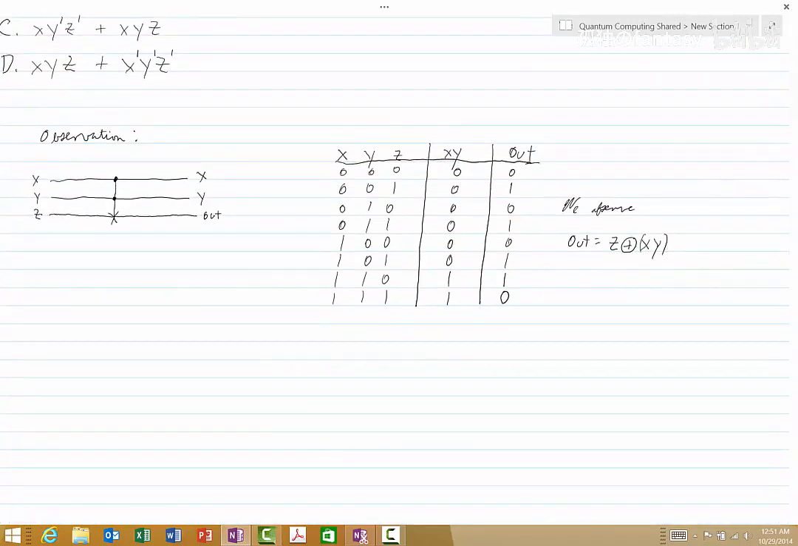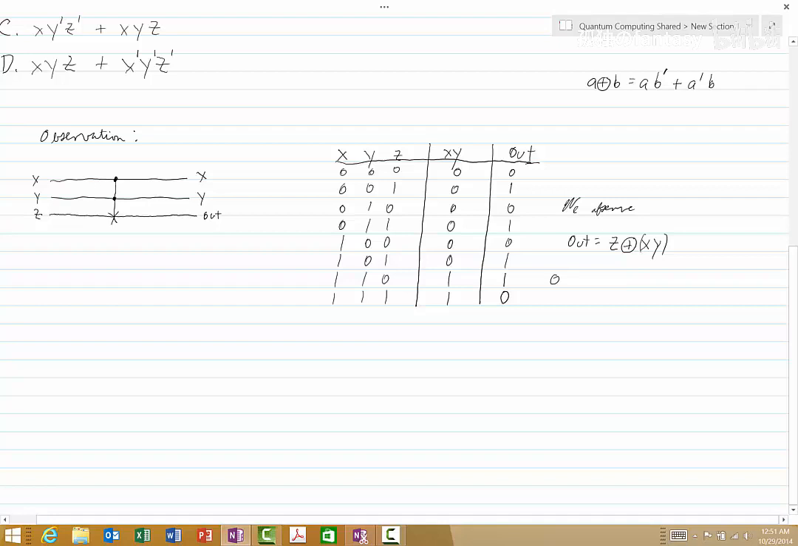And just to make sure you recall what that means, I'll put it up here. A exclusive or B is equal to A and not B, or not A and B.